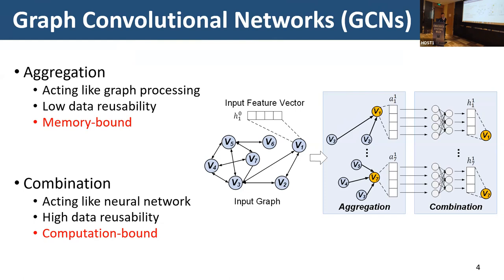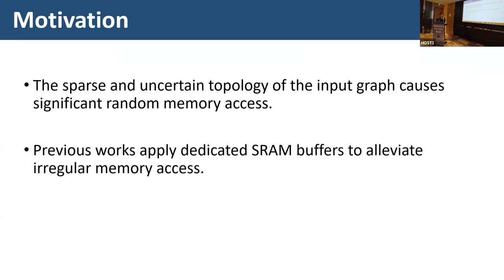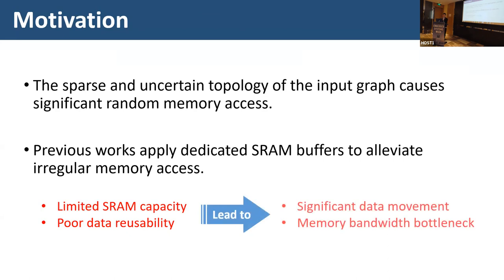The combination phase typically uses a multi-layer perceptron. It is computation bound due to the regular matrix operations. Due to the sparse and uncertain topology of the input graph, GCNs have significant random memory access. Previous work relies on dedicated SRAM buffers to alleviate irregular memory access. However, the limited SRAM capacity and poor data reusability still lead to significant data movement and a memory bandwidth bottleneck.